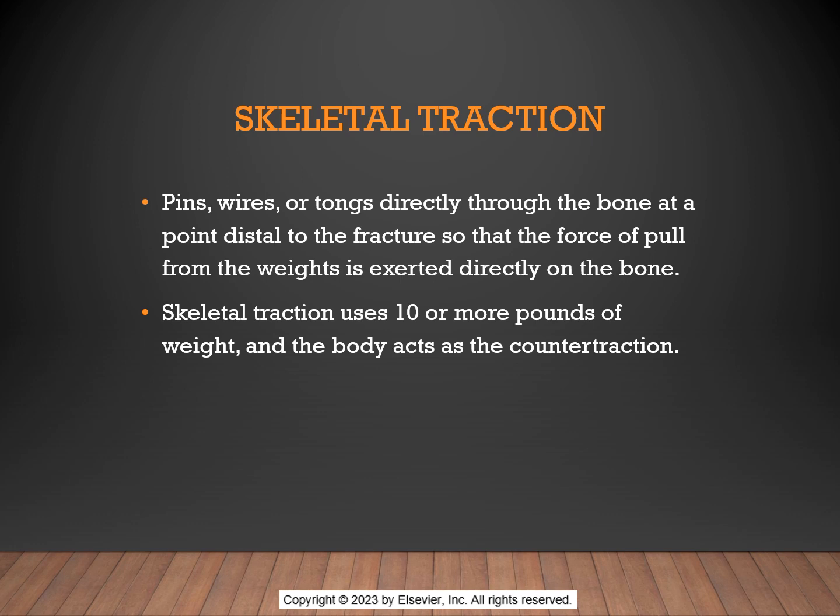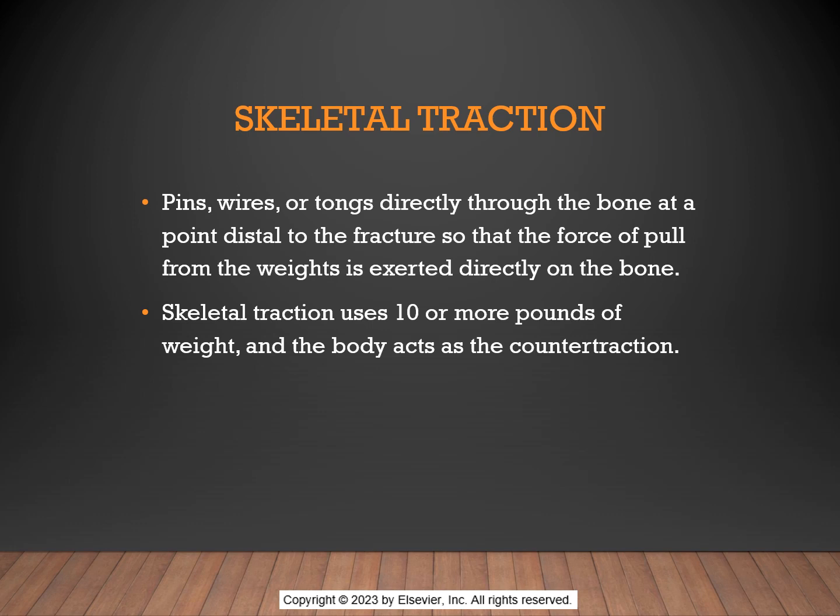In skeletal traction, the surgeon inserts pins, wires, or tongs directly through the bone at a point distal to the fracture so that the force of the pull from the weights is exerted directly on the bone. Skeletal traction uses 10 pounds or more of weight, and the body acts as the counter traction.